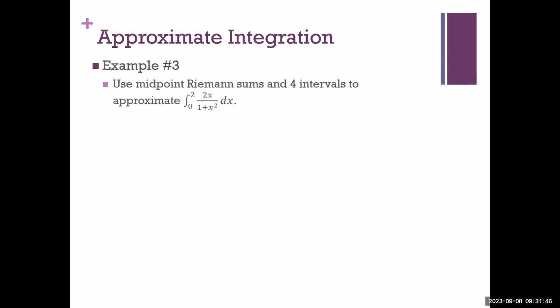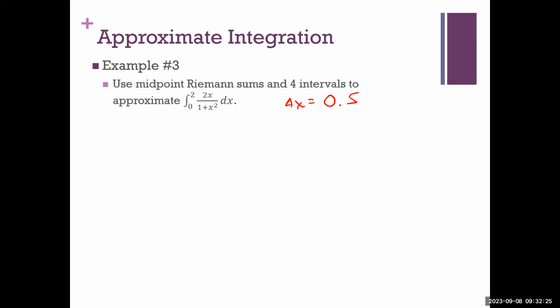Now midpoints. What do we have to do? Can we use anything we took from our first two examples? The delta X we can use again. Why do we get to use that again? It's the same larger interval, and I'm still dividing it up into the same number of subintervals. So yes, delta X is still equal to 0.5.